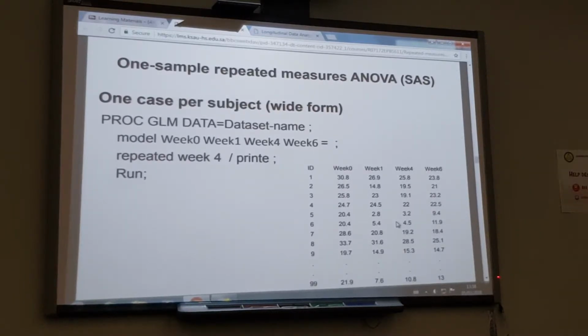So repeated, this is a SAS keyword. Week, this is the word I give. This is how I measure them. Did I measure them in a month, in a year, or in a week?